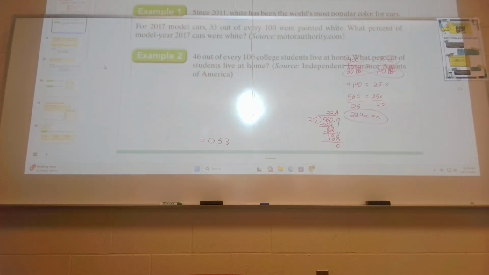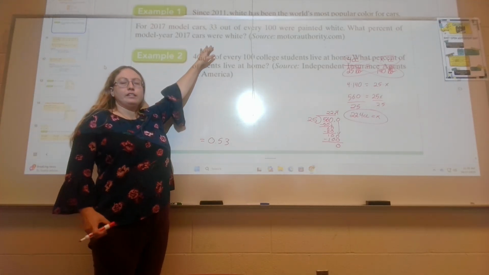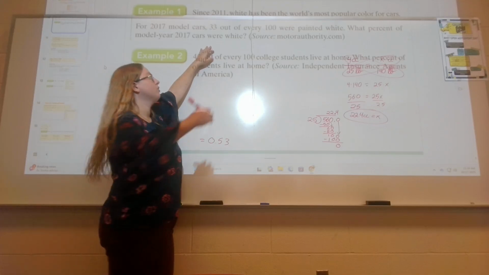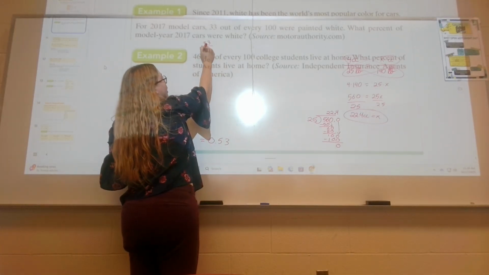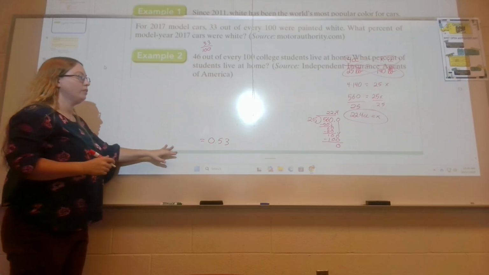So when we're looking at our examples here, since 2011, white has been the world's most popular color for cars. In 2017, for 2017 model cars, 33 out of every 100 were painted white. What percent of model year 2017 cars were white? So start with a fraction. How would I write 33 out of every 100 as a fraction? 33 over 100.